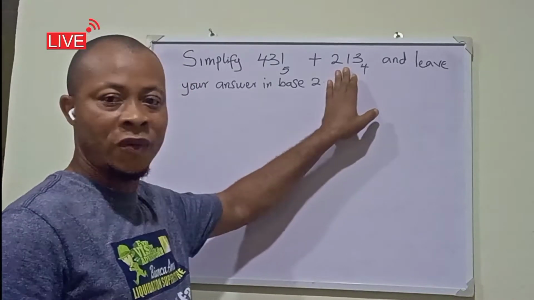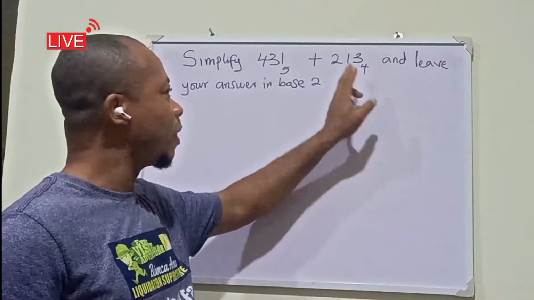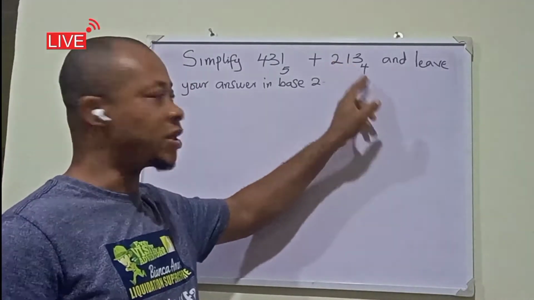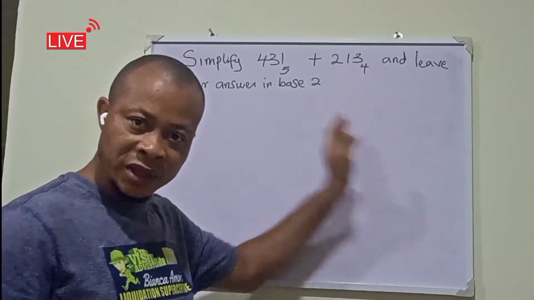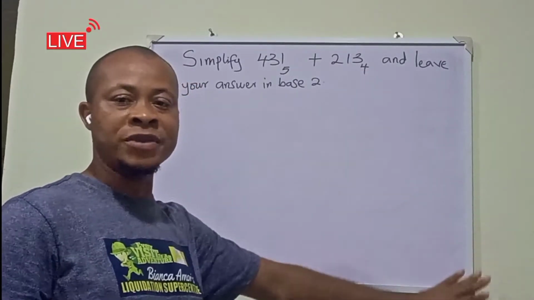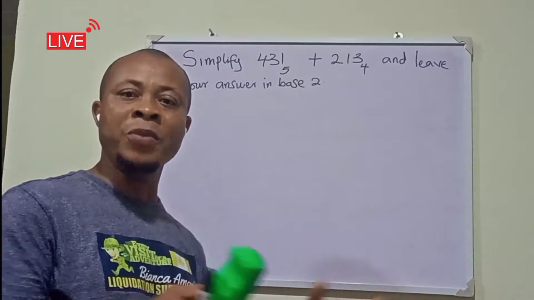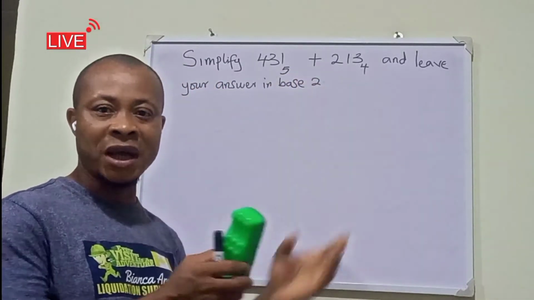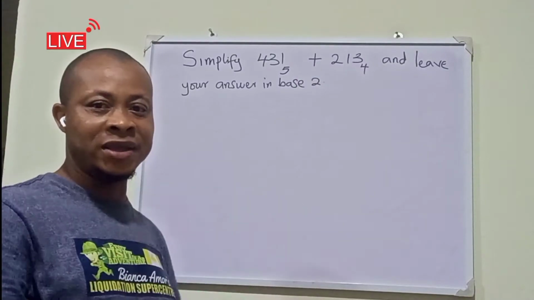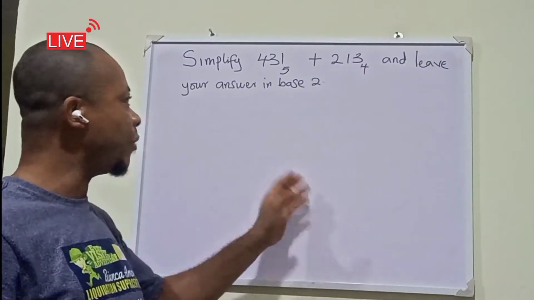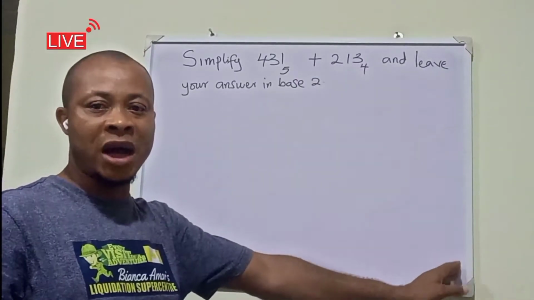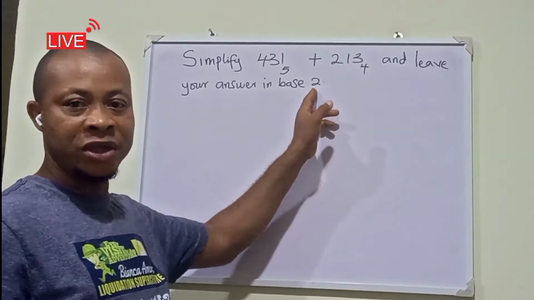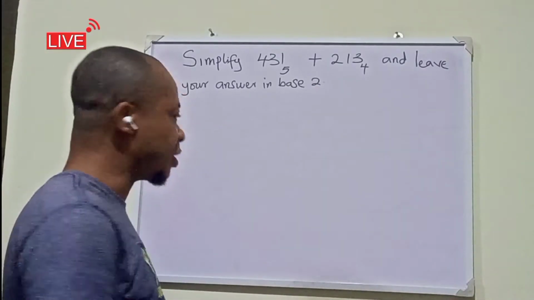Then the same thing applies to this. We expand 213 with the base 4. The answer is going to give us something in base 10. Then we'll be able to add them together, just as they said we should do here. After adding them together, the next thing, which is the last stage, will be to convert our answer to base 2. Look at how it is done.